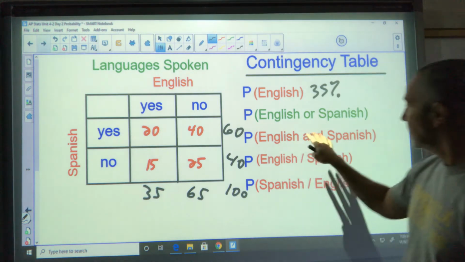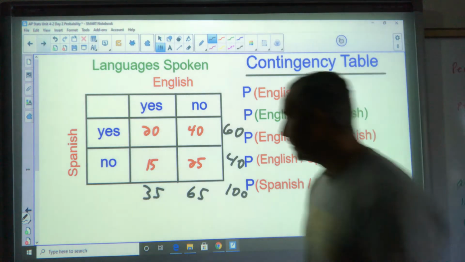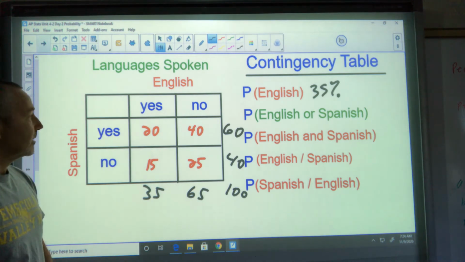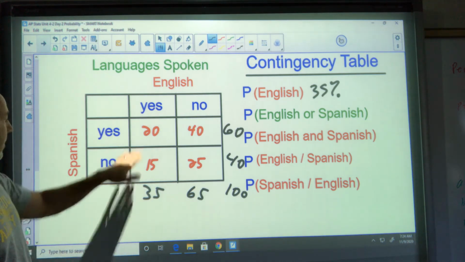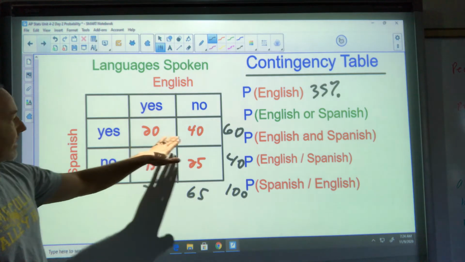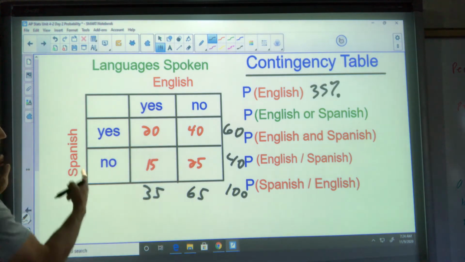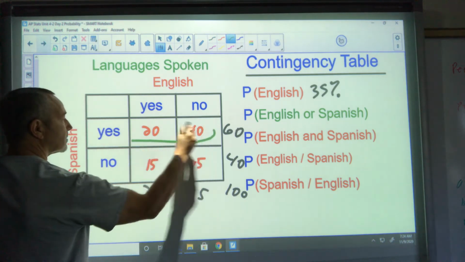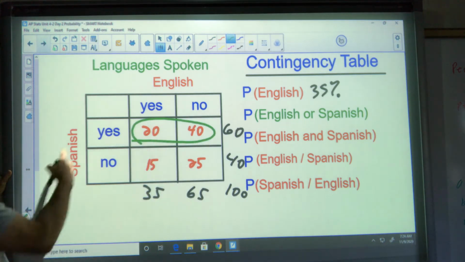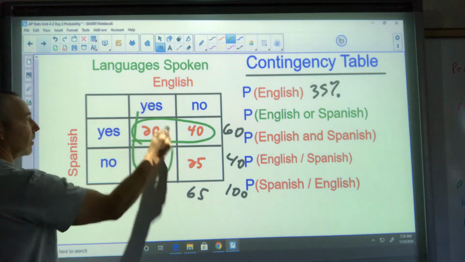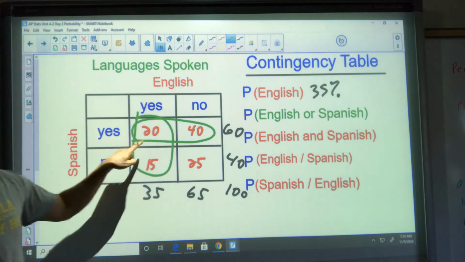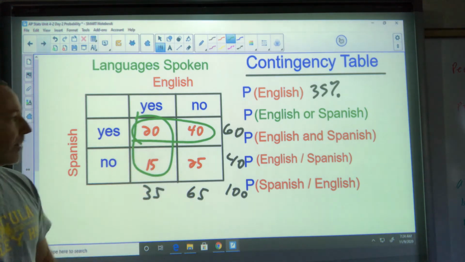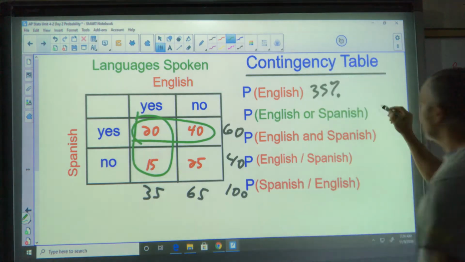All right, next one. English or Spanish. Anyone who took English or Spanish. There are 20 people here. These people did not. So let's look at this group right here. Those people all took Spanish. These people took English, but I don't want to add that 20 twice. So it's 60 plus 15 more, 75 out of 100. So 75%.